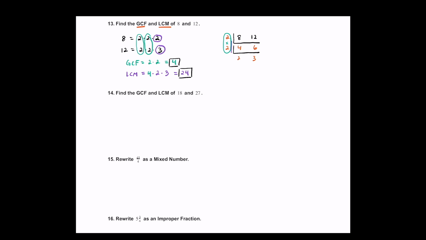And for the LCM, what you can do is go ahead and multiply all of these numbers on the outside. Kind of looks like an L for LCM, but if you multiply all of these, you will get the LCM. One little side note and a shortcut is if you just multiply these diagonals, 12 times 2, that'll always get you the LCM, and 8 times 3, this will also get you the LCM.